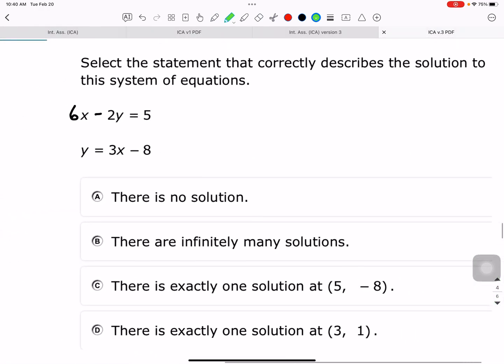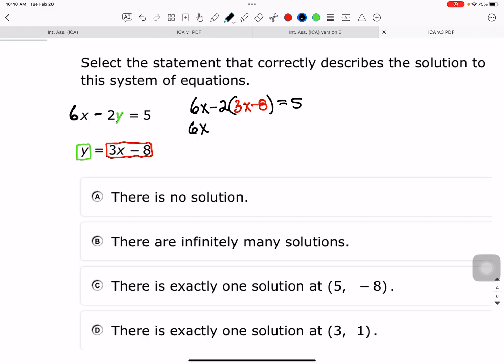Let's see. This one, I could check, but this tells me anytime I see a Y, I'm going to plug in 3x minus 8. So up here, I see a Y. So I'm just going to plug in 6x minus 2 times 3x minus 8. I'm going to take that y out and plug in 3x minus 8 equals 5.